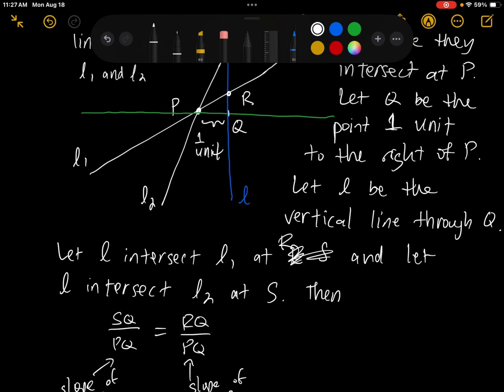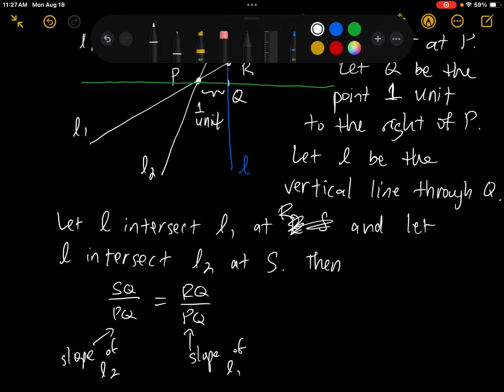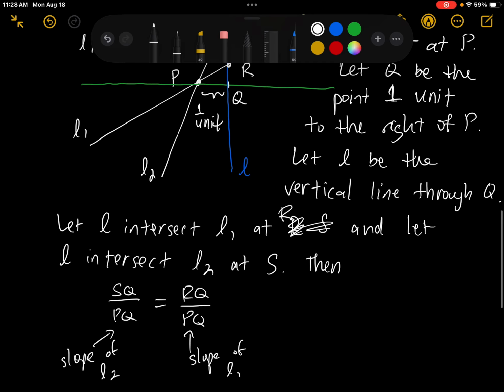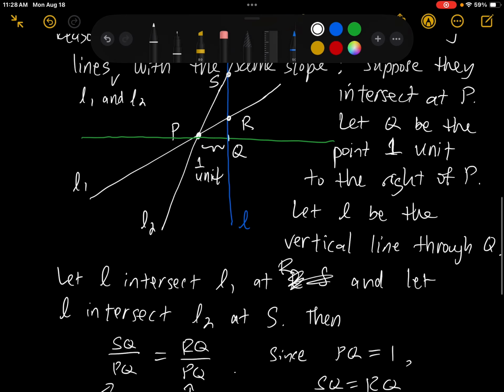If they both have negative slope, then the slope of L2 and the slope of L1 would be just minus SQ over PQ and minus RQ over PQ. But either way, SQ over PQ will equal RQ over PQ. Well, PQ is equal to 1 by definition of how we define Q. So SQ is equal to RQ. Right?